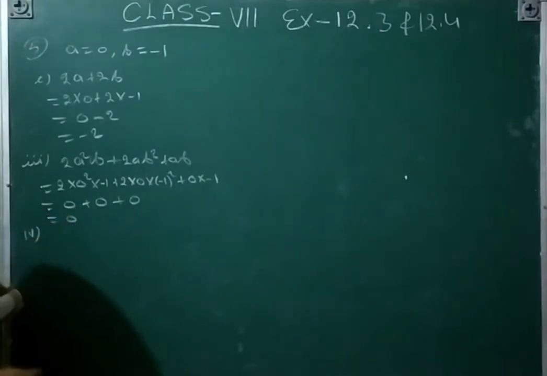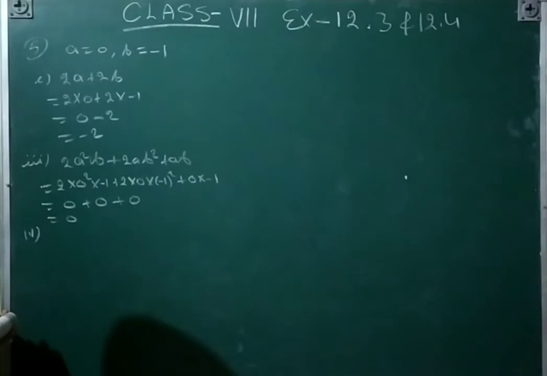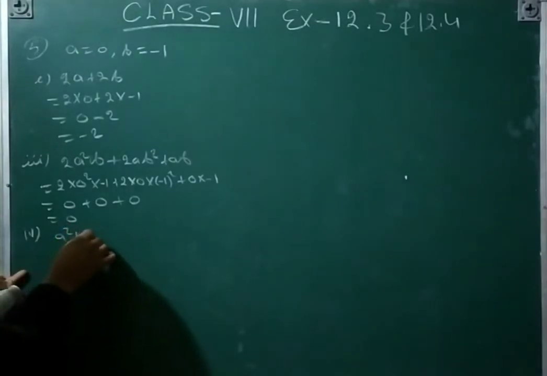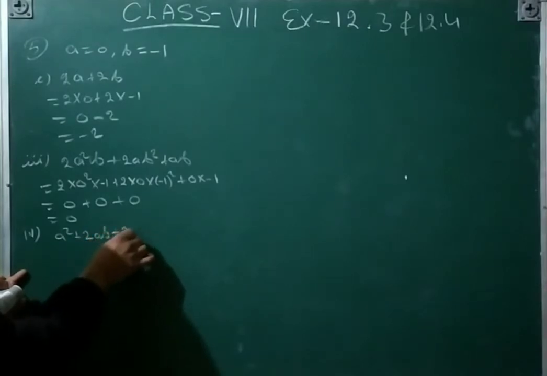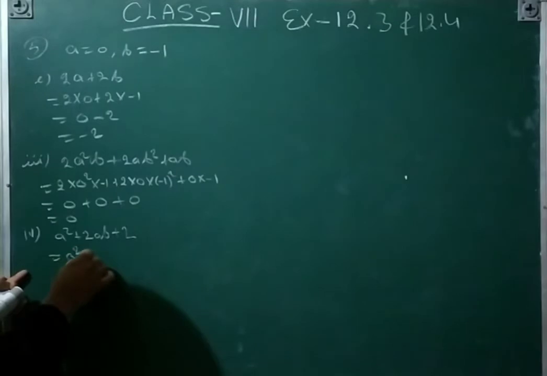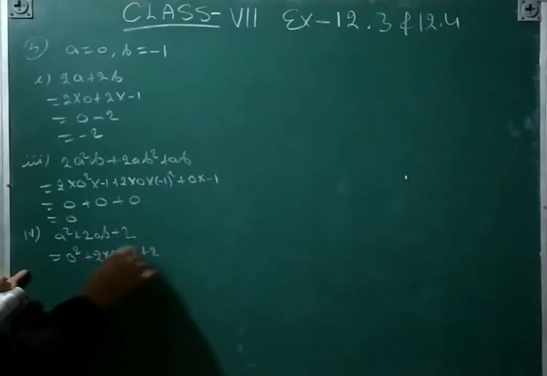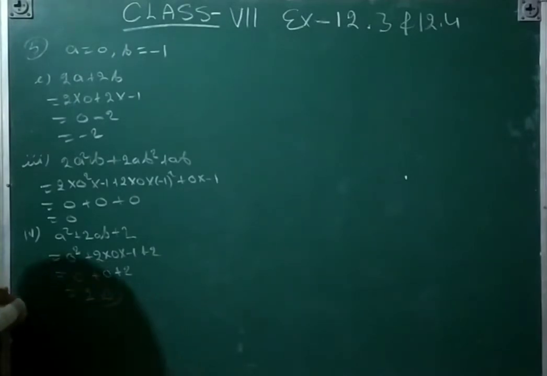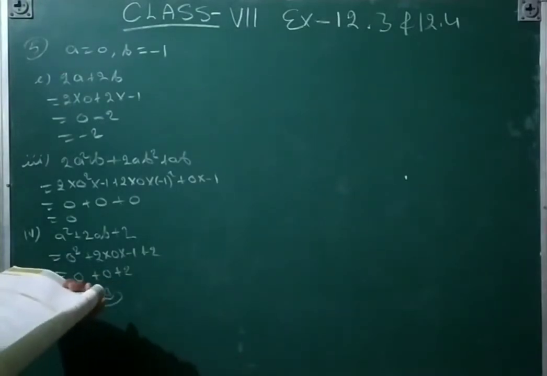Fourth part: a square plus 2ab plus 2. So a square is 0, plus 2 into 0 into minus 1, plus 2. So that is 0, and this will also be 0. So that is 2. So 2 is the final answer, because 0 can't be added or subtracted.